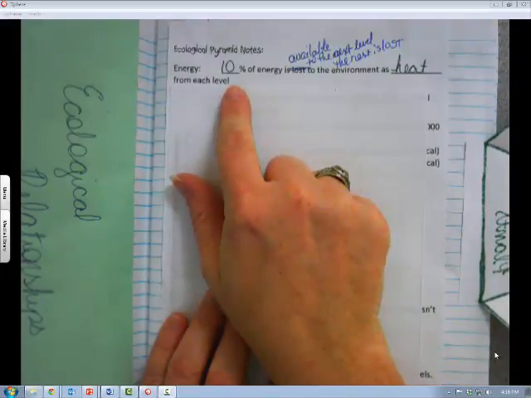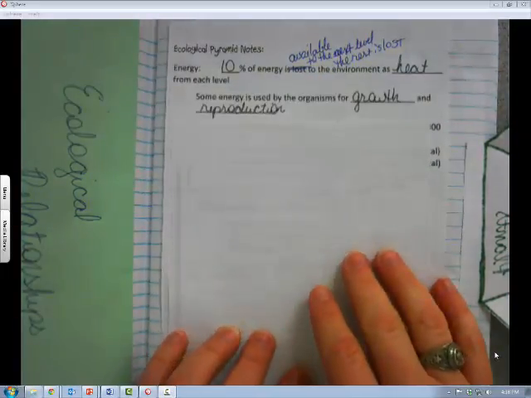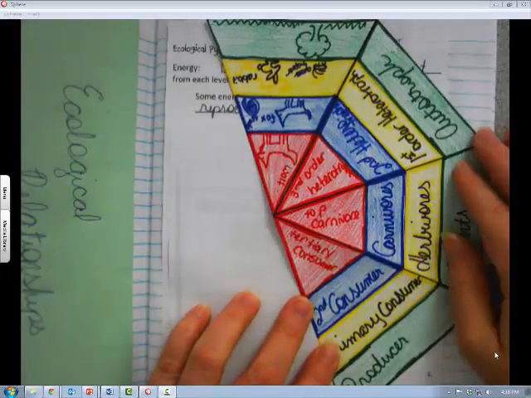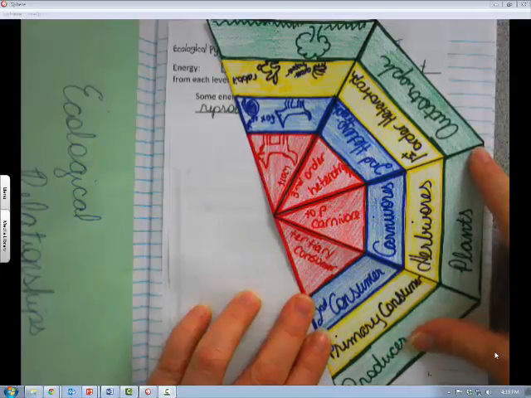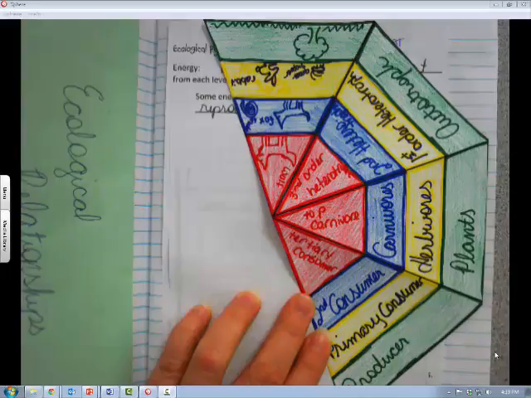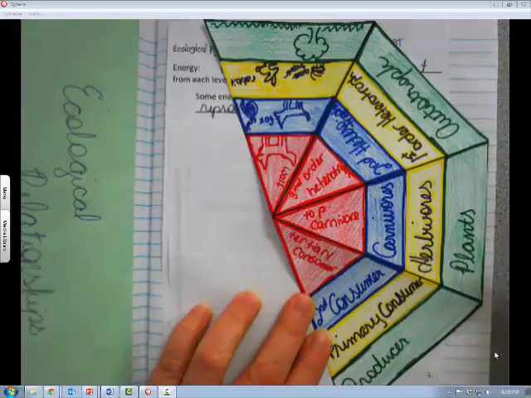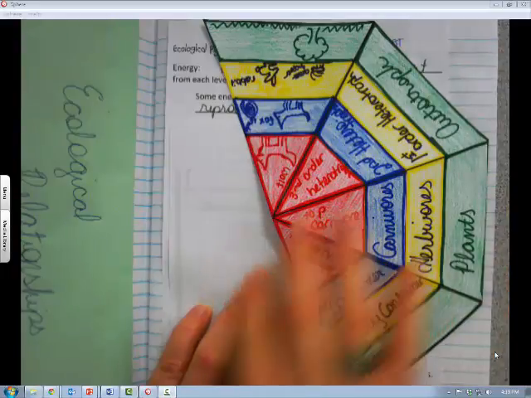Energy. Now, in terms of energy, only 10% of the energy at one level is available to the next level. The rest of the energy is going to be lost to the environment as heat or used up by the organisms for growth and reproduction. So autotrophs make their own food, and they use that for energy. They're going to use 90% of that for growth and reproduction and lose it as heat to the environment. 10% is available for the herbivores to eat when they eat the plants. That's it. Only 10%. And plants are not the only autotrophs or producers. They just happen to be a very large group, so I put them right here.